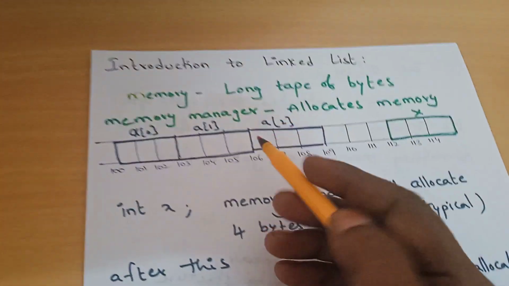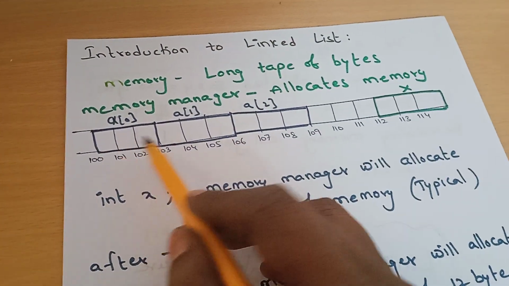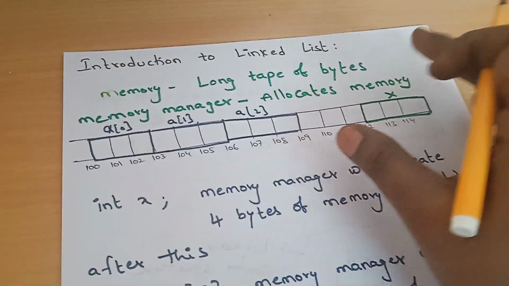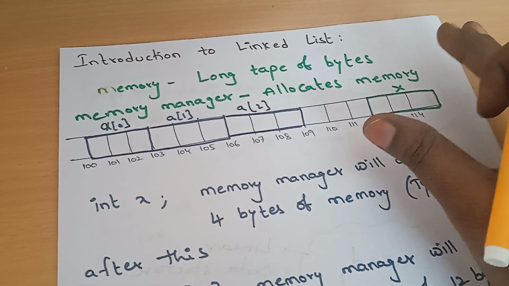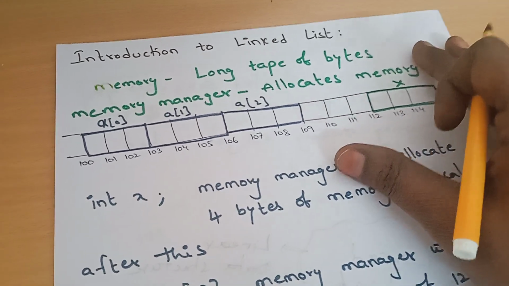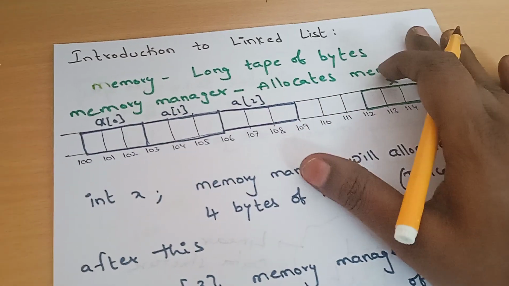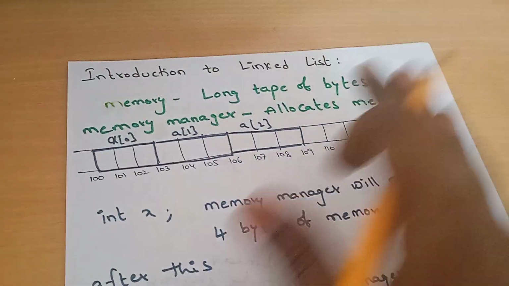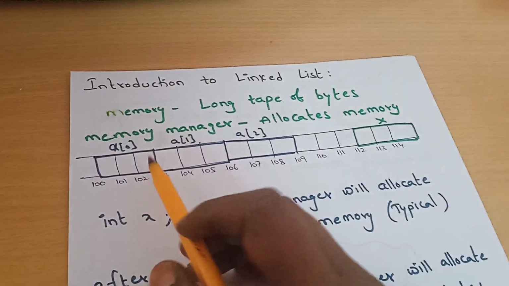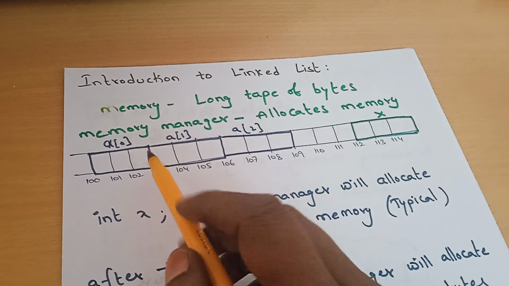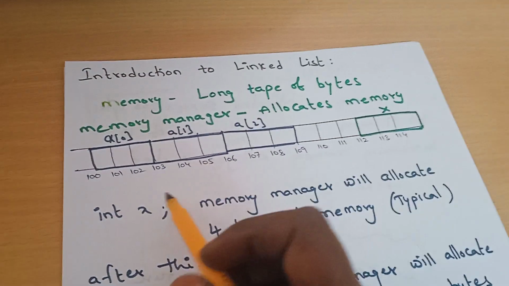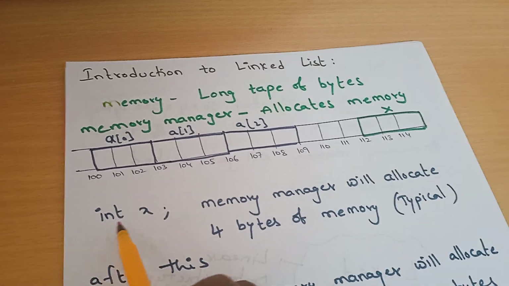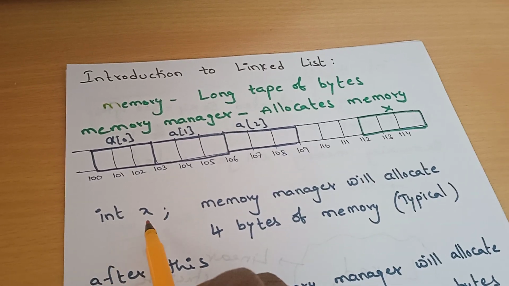So this is memory. It is just like a picture of memory, how we'll store the data elements inside of a processor. For better clarity I am drawing this. Now look at this. Memory is just like a long tape of bytes. Now, I have written this instruction which is int x.